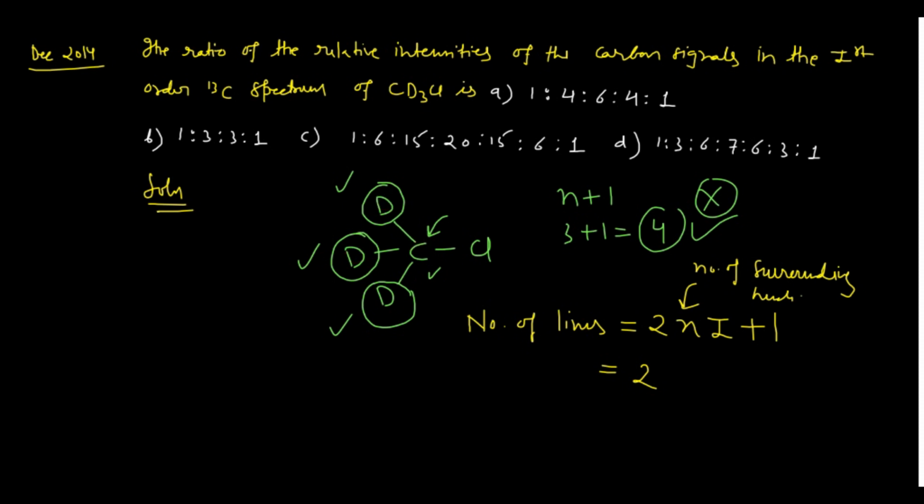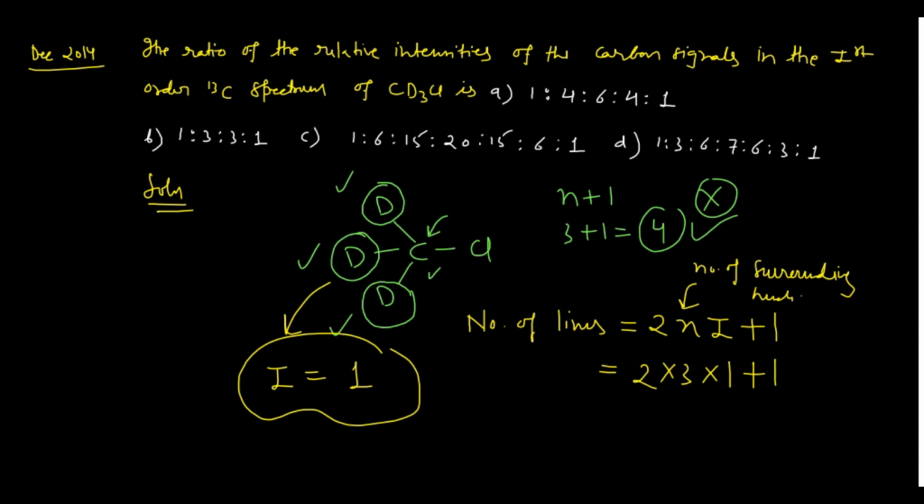1, 2 and 3. So immediately from here, what can you write? 2 multiplied by 3, and the value of I. For deuterium, the value of I is 1. Please remember, for deuterium the value of I is 1. So multiplied by 1 plus 1. So 2 threes are 6, plus 1 is 7. So you will have a total of 7 lines.